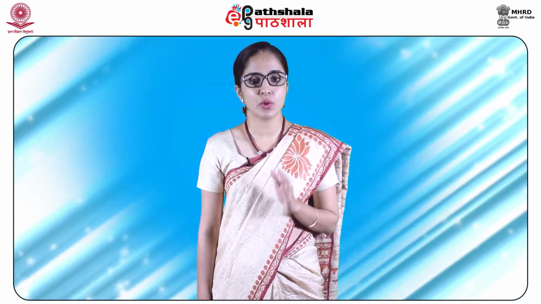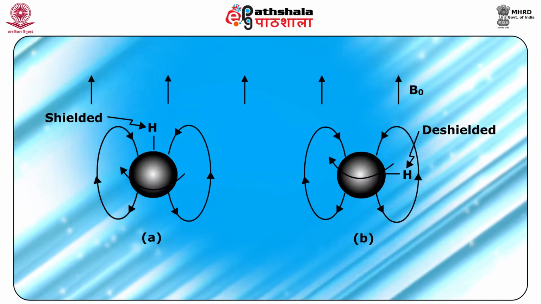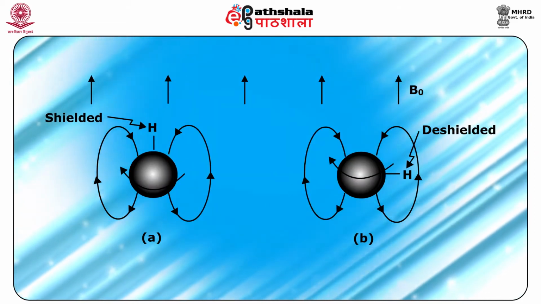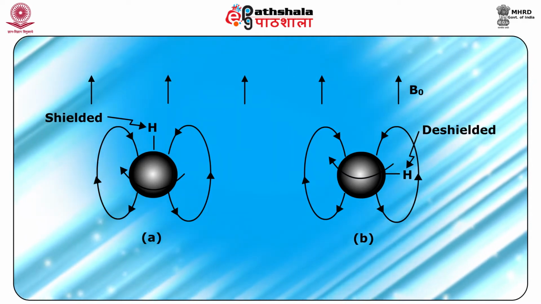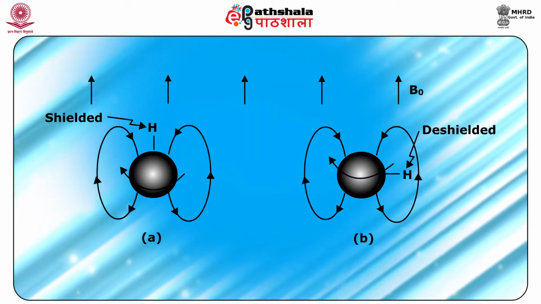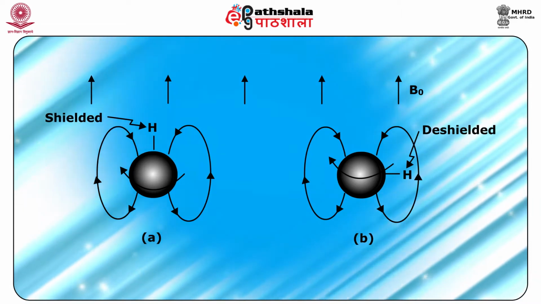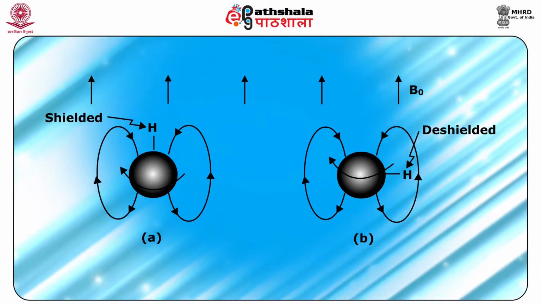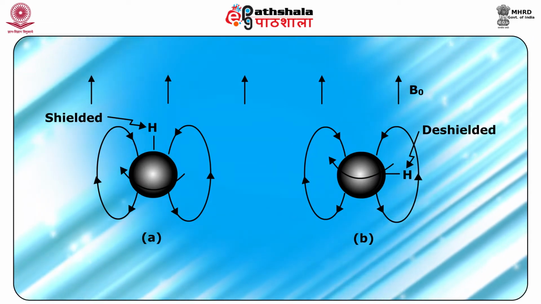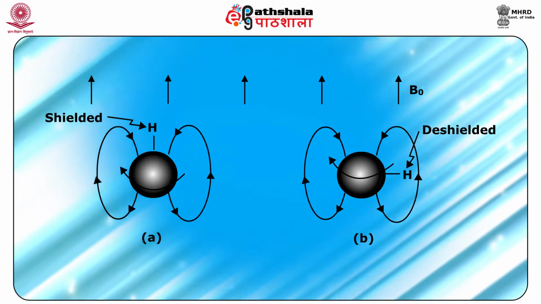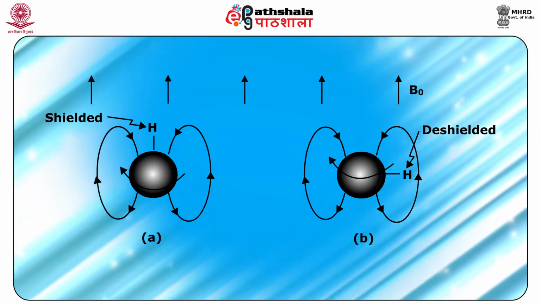depending upon its location in the induced magnetic field. If the induced magnetic field generated by an electron around the proton opposes the applied magnetic field, the nucleus in turn experiences a weaker magnetic field than the applied magnetic field, and the proton is said to be shielded. This type of shielding is called diamagnetic shielding.